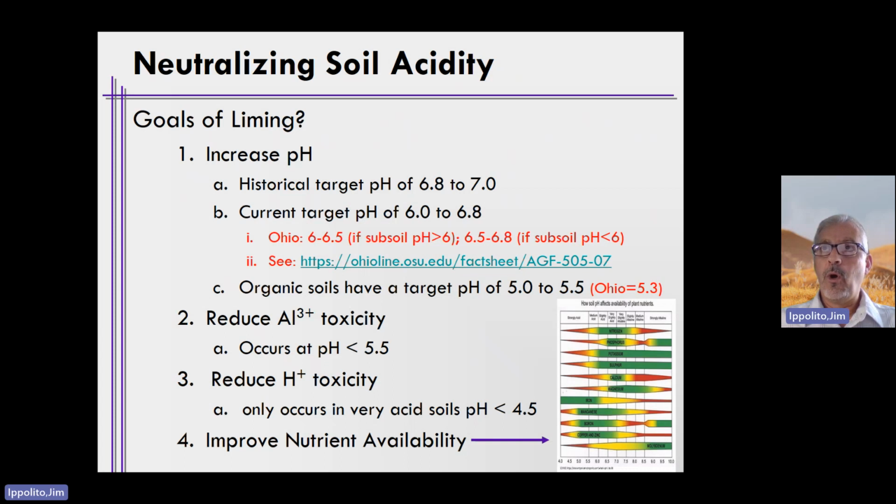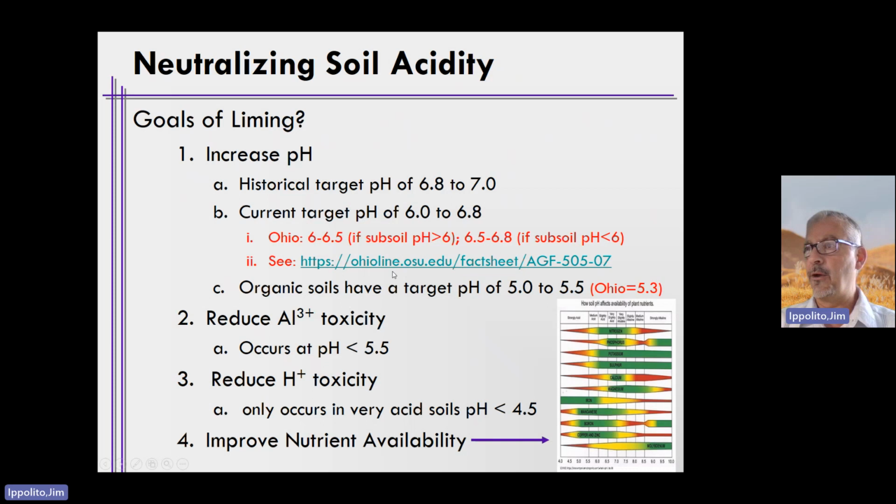The second goal of liming is to reduce toxicity, specifically with aluminum. Okay, and we learned about this earlier, that aluminum toxicity occurs at pH values less than 5.5. And we also, number 3, reduce hydrogen toxicity. This occurs in soils that have a pH of less than 4.5, but it can occur. And so if we raise the pH, we reduce the amount of available free hydrogen ions in the soil. And overall, the goal is to really improve nutrient availability and improve plant or crop growth.